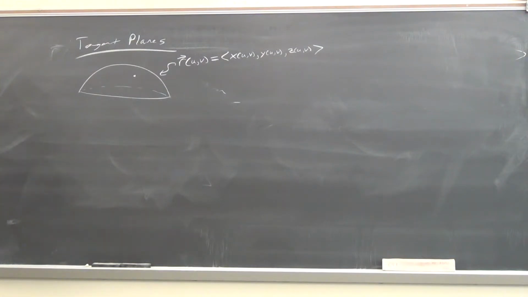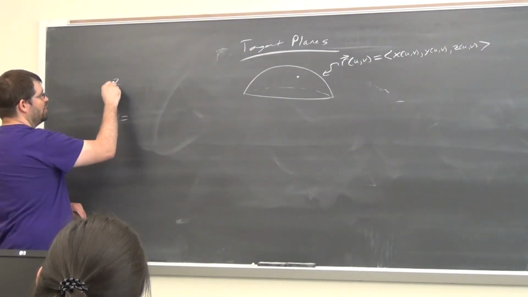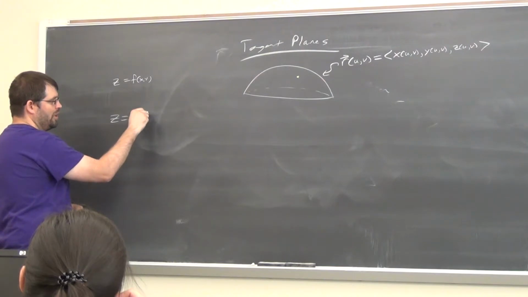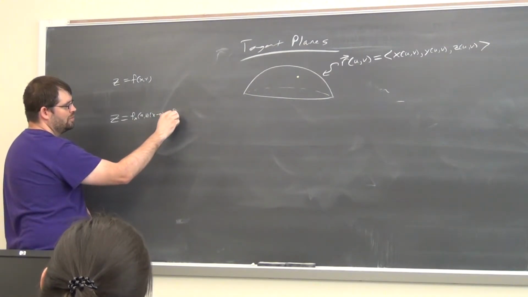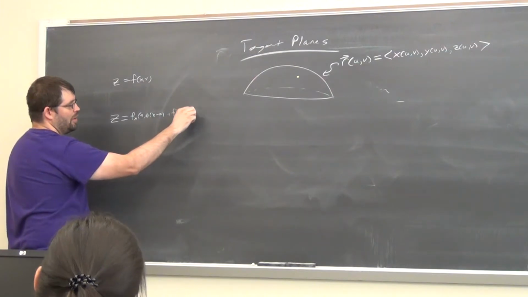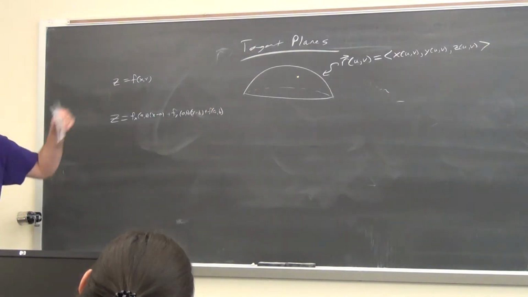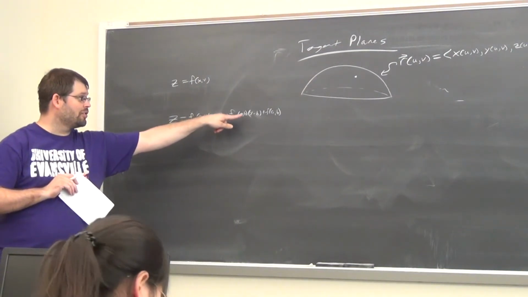Do you remember how you found equations of tangent planes when z was a function of x and y? I don't remember if we've done that in this class or not. Your tangent plane equation, where z was some f of x, y, was f sub x at your point times x minus a, plus f sub y at your point times y minus b, plus f of a, b. Maybe you used x naught, y naught, but the idea was partial derivative times your change in x, partial derivative times your change in y, and so on.